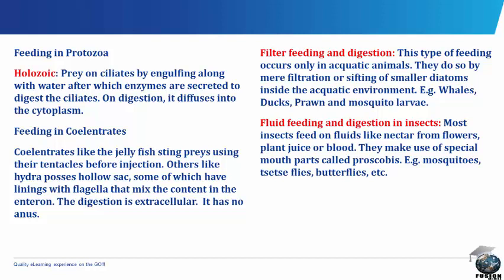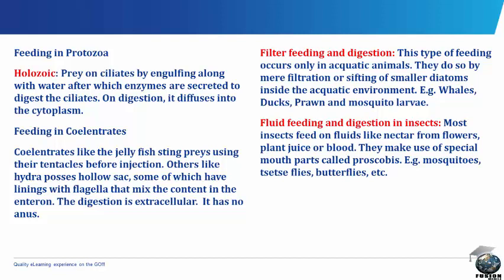Feeding in protozoa. The paramecium feeds on ciliates by engulfing them along with water, after which enzymes are secreted to digest the ciliate. On digestion, it diffuses into the cytoplasm. This is known as the holozoic form of feeding.